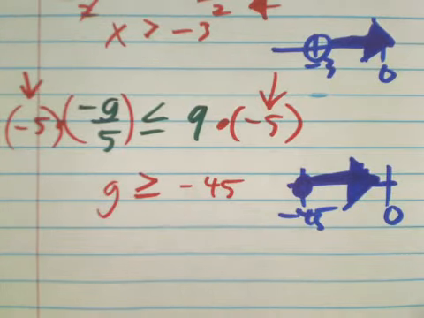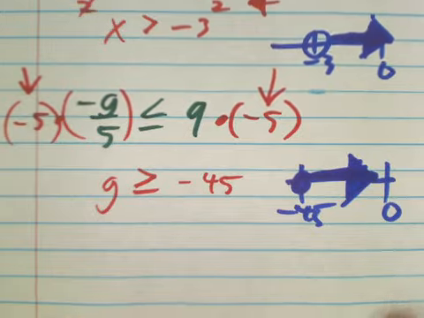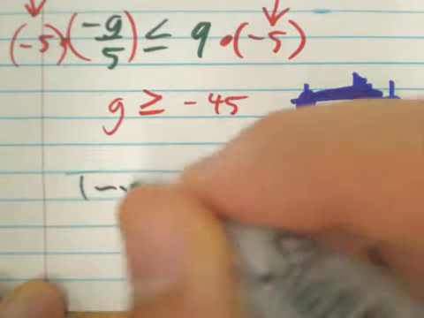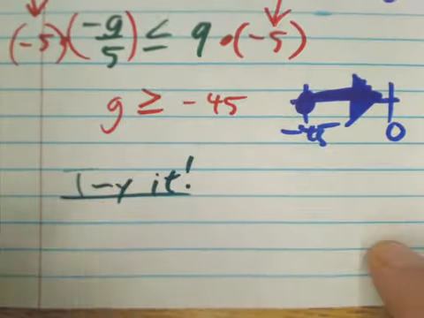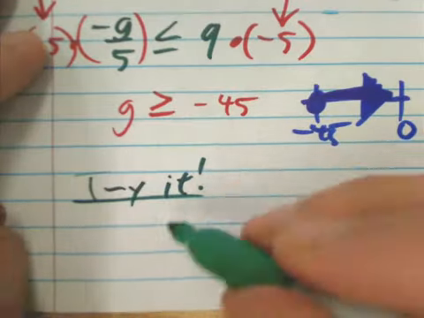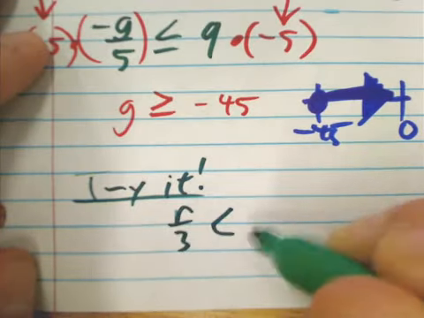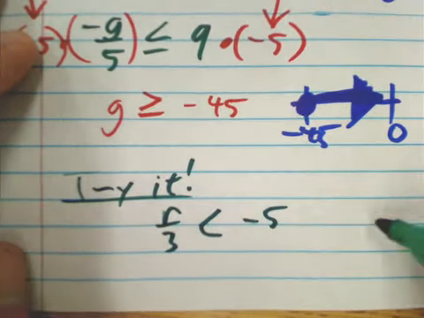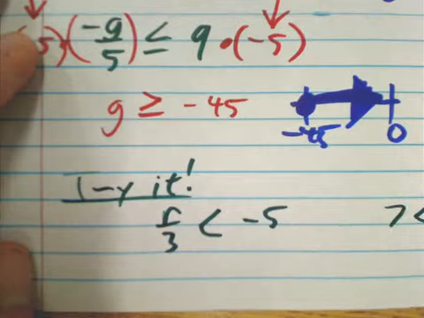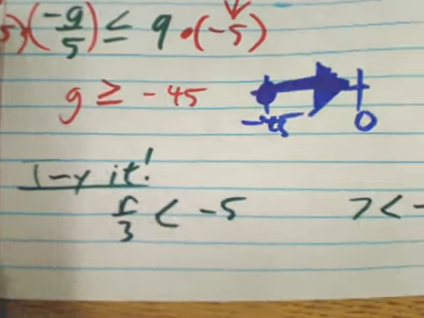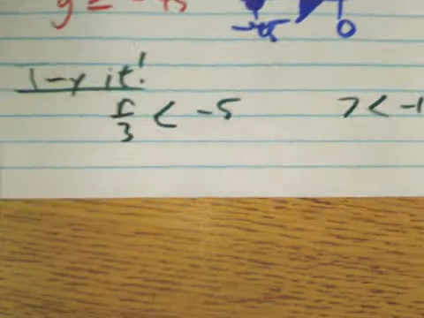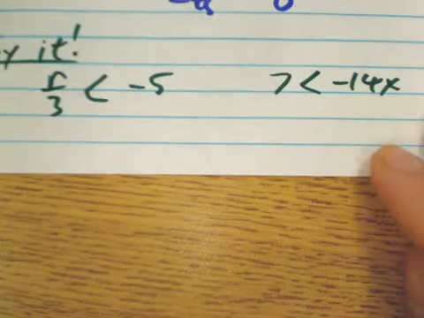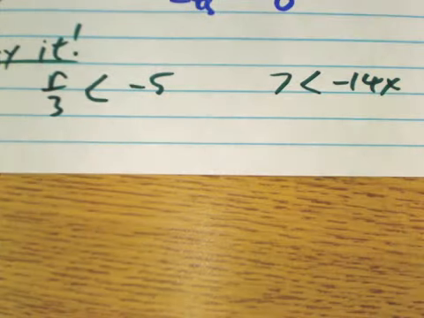Okay, let me give you a couple to try. What do I have there? r over 3 is less than negative 5. And 7 is less than negative 14x. Go ahead and try both of those out.